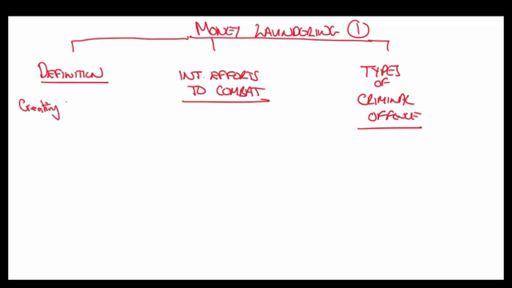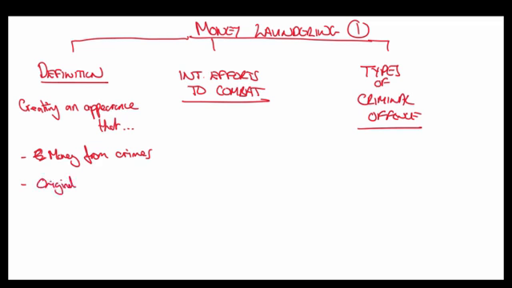Firstly, you need to create an appearance. So you're trying to fool somebody. Next bit, money from crimes. So anything illegal. You're trying to create the appearance that money that came from an illegal thing actually originated from a legitimate, a legal source. Okay, so there's the 3 points of the definition. Create an appearance that money that came from crimes came from a legitimate source.